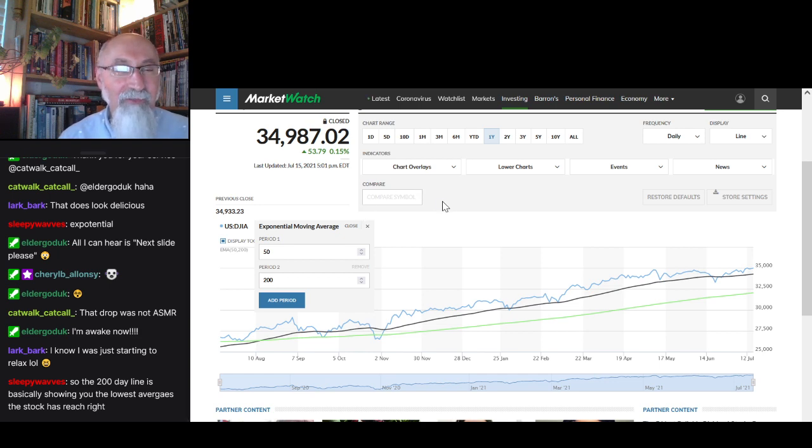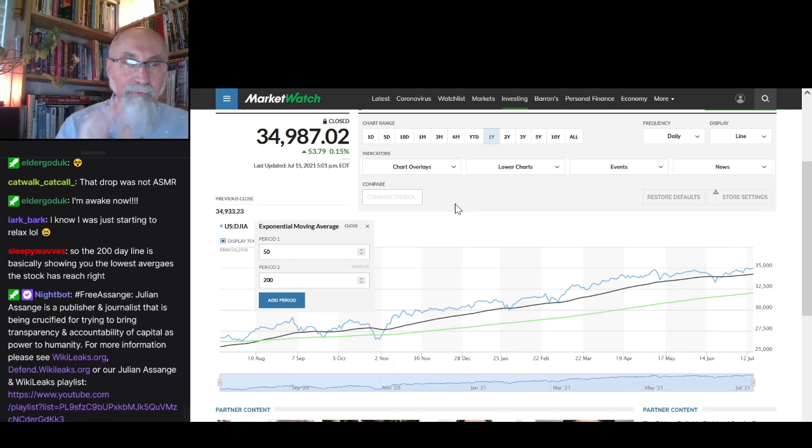Sleepy Wave says the 200-day line is basically showing the lowest averages the stock has reached. Not the lowest averages, Sleepy Wave. It's taking the last 200 days, or 200 periods, I guess you can think about it, and averaging them.